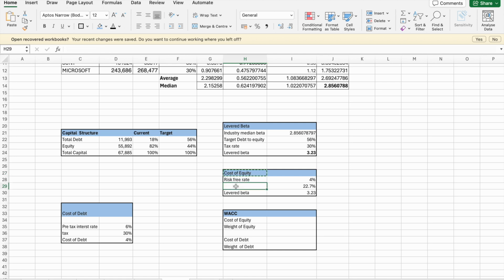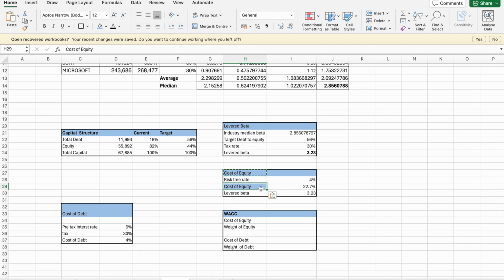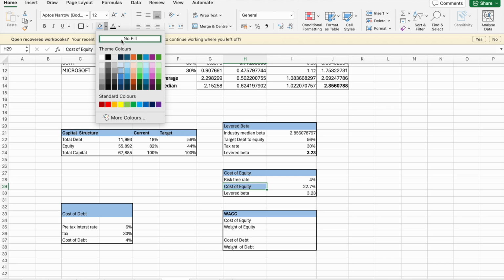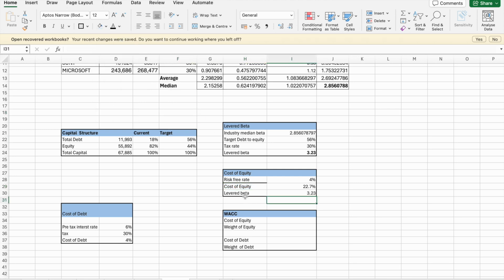Oh, I think I mislabeled something. So cost of equity should be 22.7%. Let me make it right, and just make it bold, and we need the risk premium. I labeled it wrong. Let me make it right.